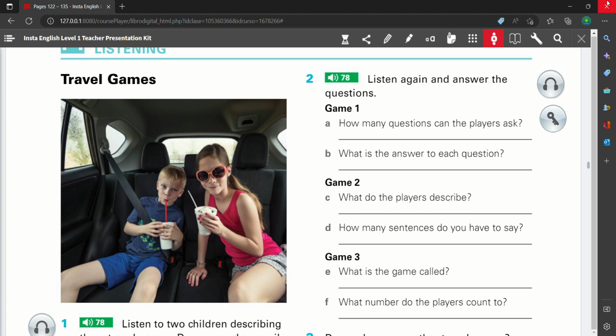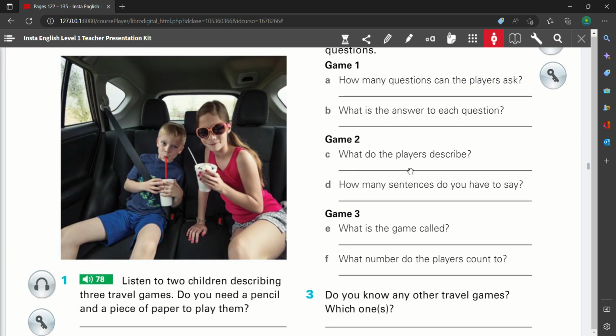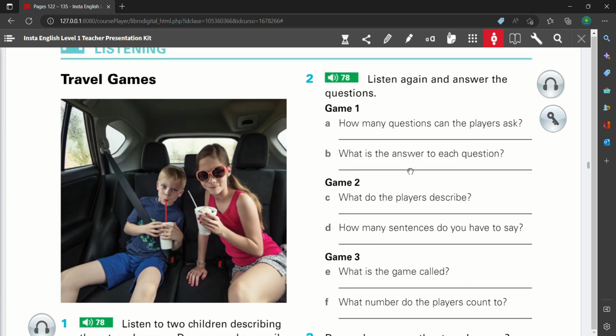Okay, class, you listen to the audio and the idea is to answer the questions. So you can work in groups and try to look for the answers. You can play the audio many times so that you can get the idea and answer the questions.